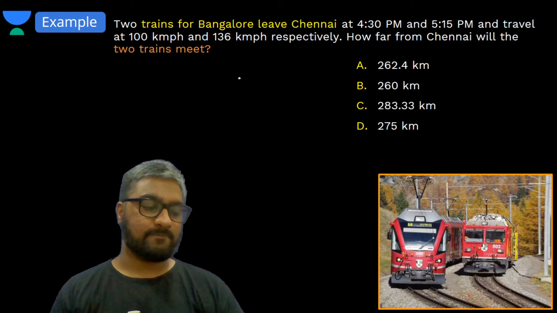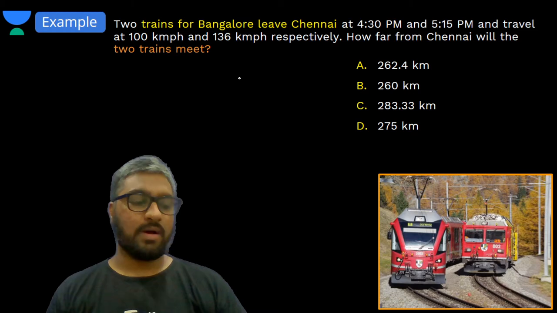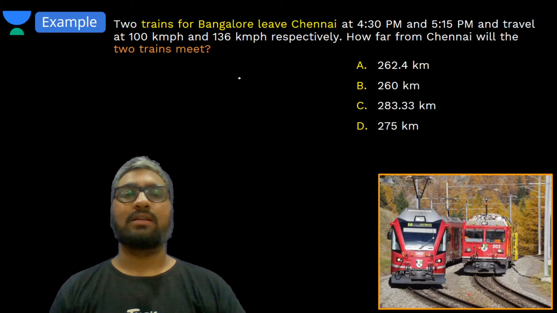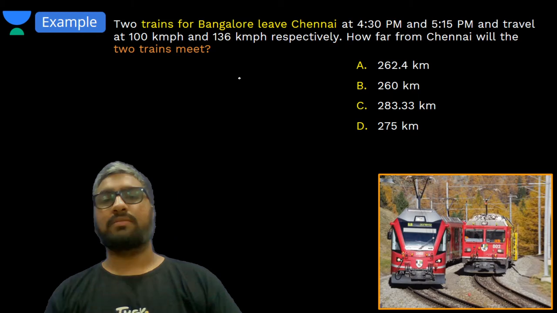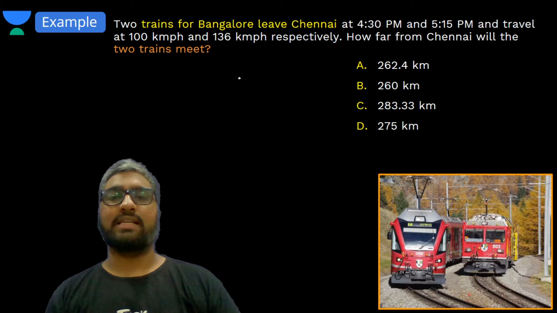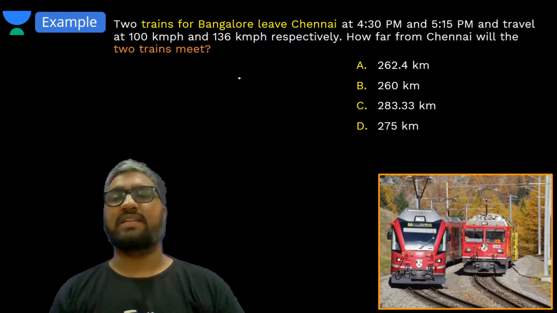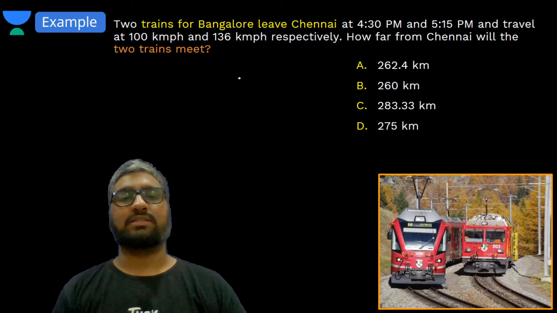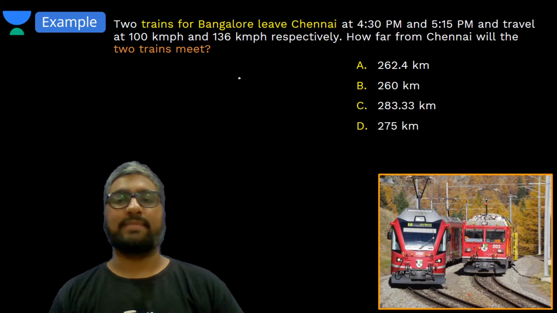So go ahead, answer this question, let's see what you get as the answer. There are two trains for Bangalore that leave Chennai at 4:30 and 5:15 p.m. and travel at 100 kilometers per hour and 130 per hour. How far from Chennai will the two trains meet is the question.